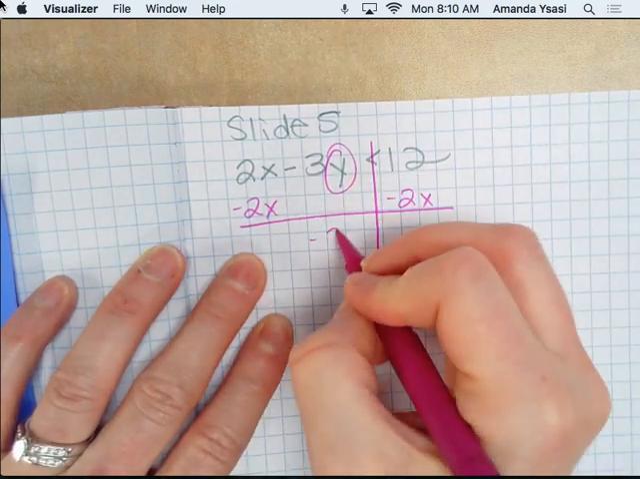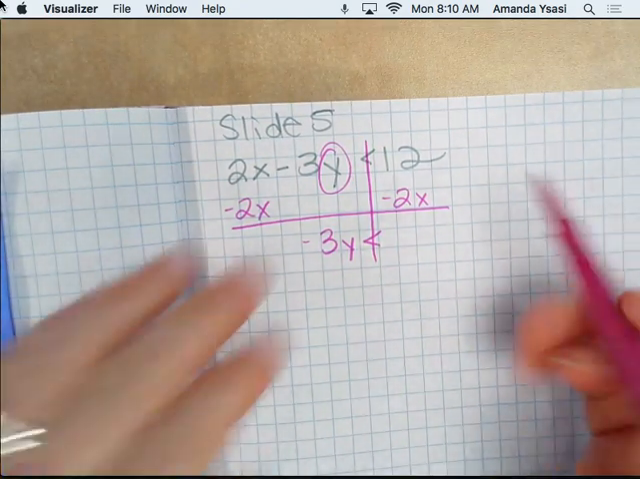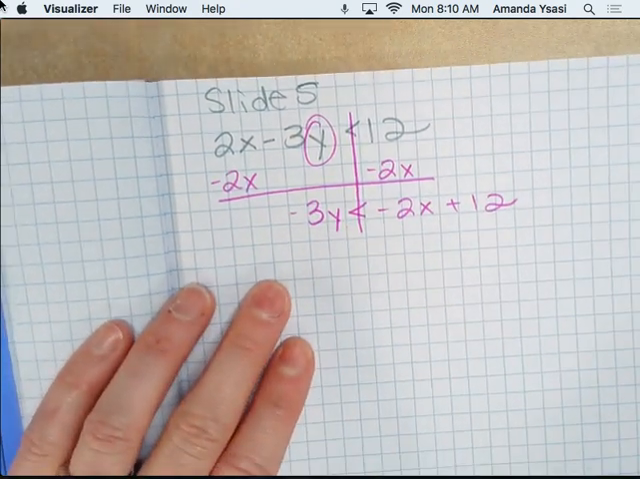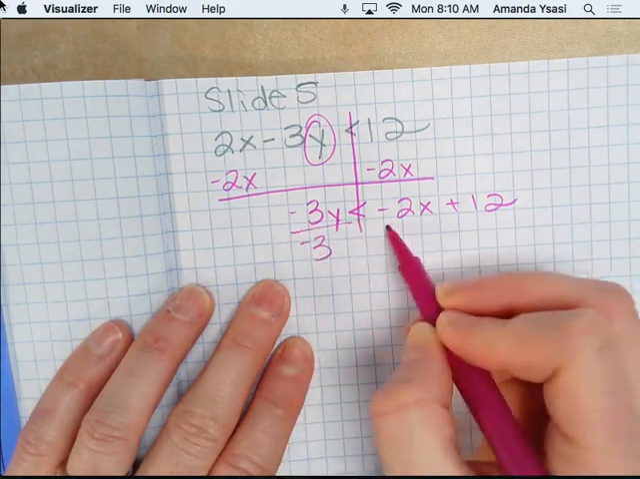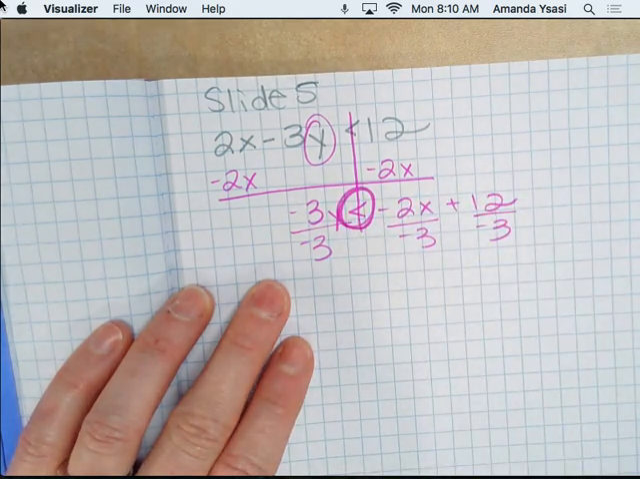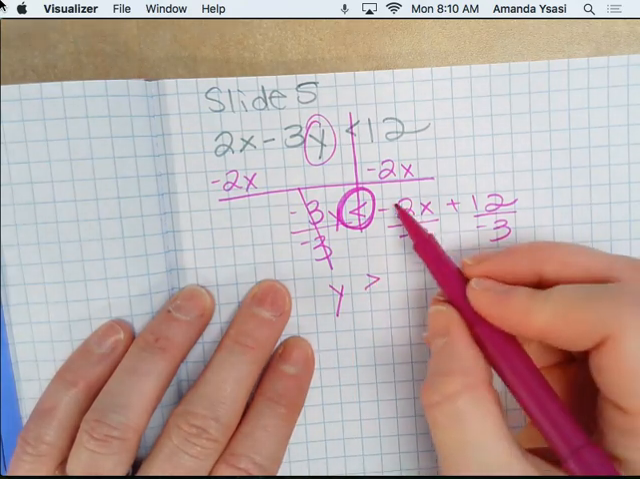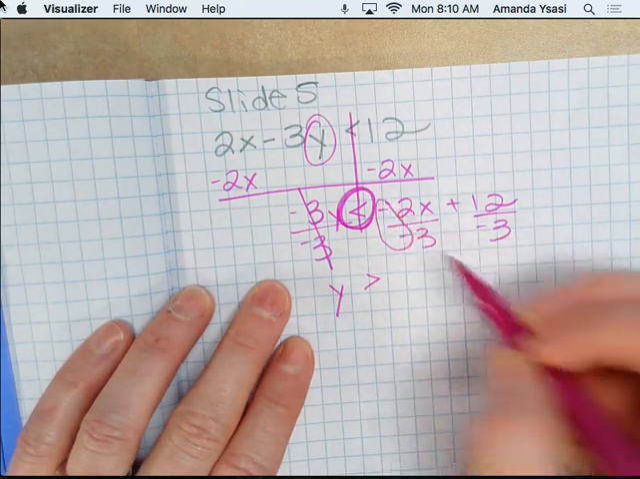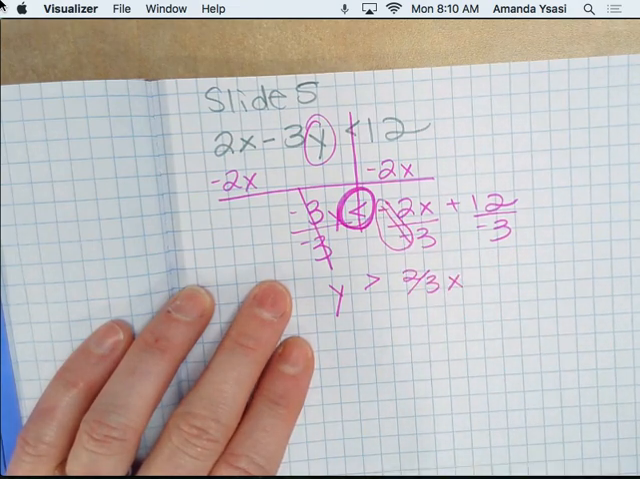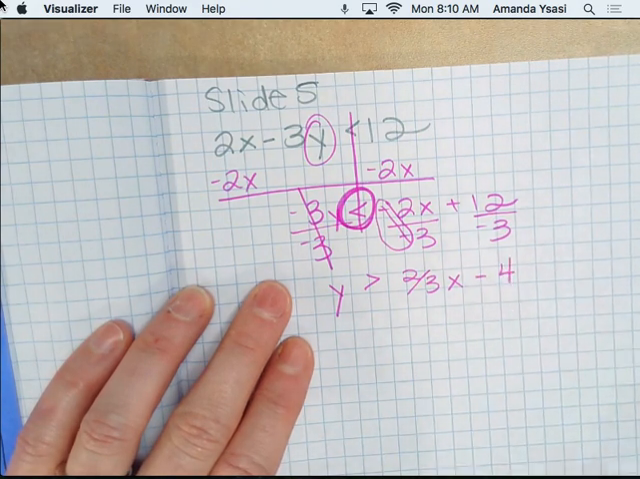So this is a negative 3y is less than, put your mx plus b. So we are going to do negative 2x plus 12 because we can't combine those. And then divide by a negative 3 all the way through. When you divide by a negative, we're going to flip this sign. So this is now y is greater than negative over negative becomes positive 2 over 3x. And then 12 over negative 3, negative 4.